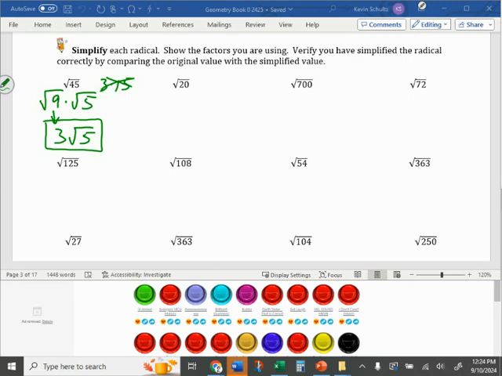Okay? Easy? Is that more complicated? It does get more complicated because we'll introduce variables, we'll introduce fractions, things like that. But this is the basic idea of it.